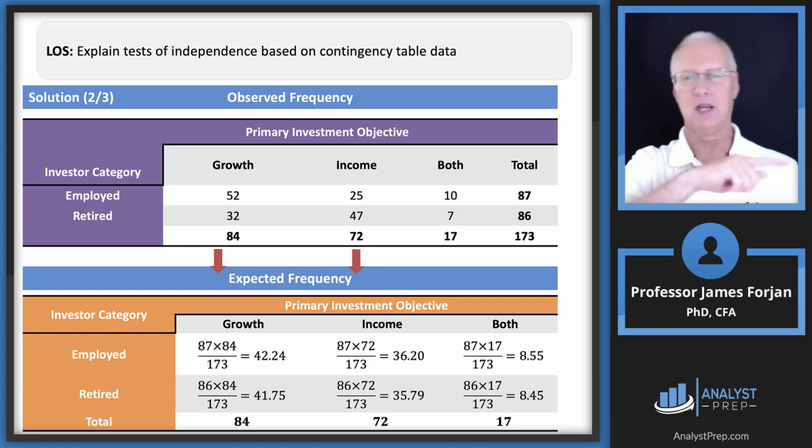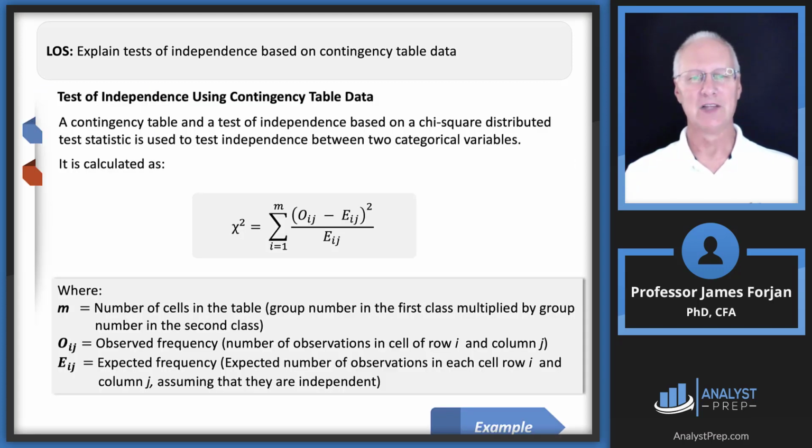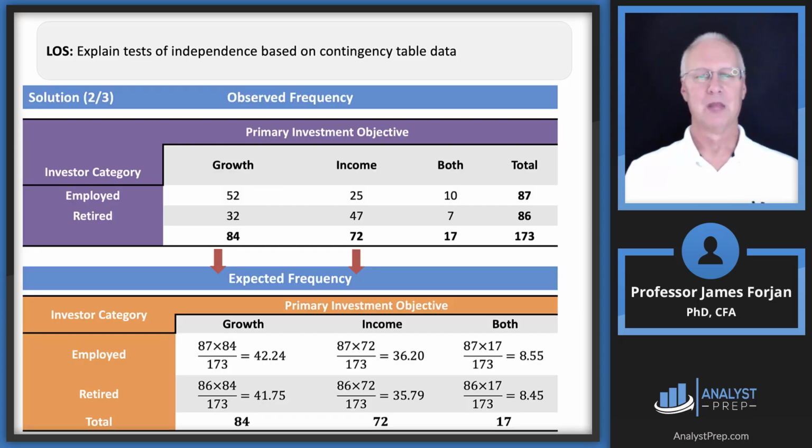And we do that, we multiply the totals, right? So let me go back here. There's the total of row i and the total of column j. Let's go way back here. So there is the observed frequency minus the expected frequency. All right, so we're getting there. And we do that for growth and employed, growth and retired, income and employed, income and retired, and then both employed and both retired. Notice that we've got a whole bunch of extra data points in here based on observed frequencies and then expected frequencies.